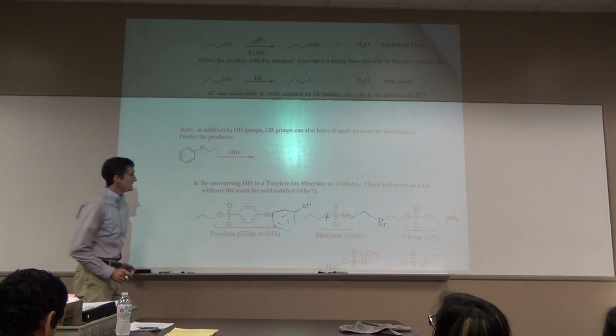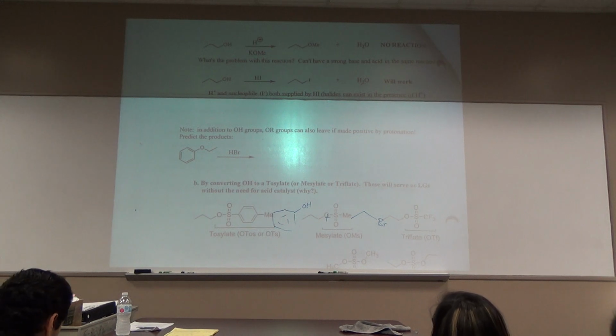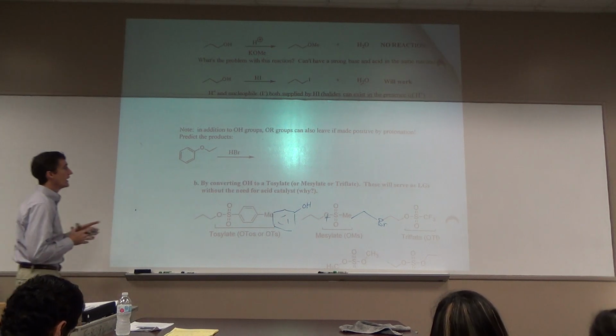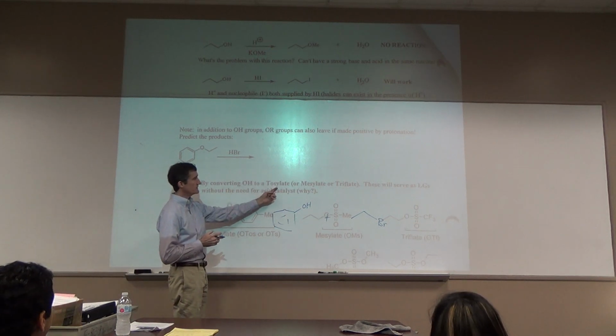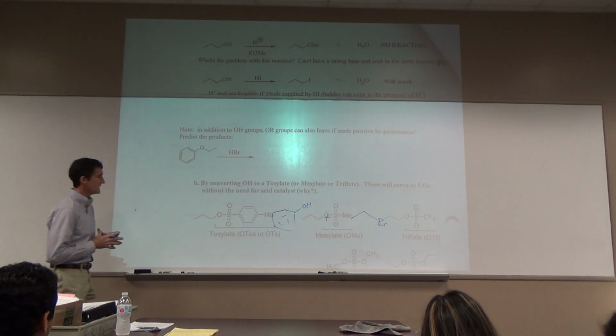What's another way to make oxygen a good leaving group? By converting the OH to a tosylate. Okay? What's a tosylate?